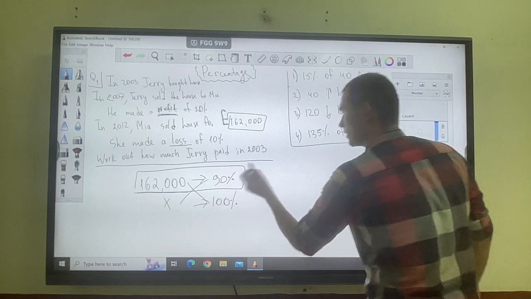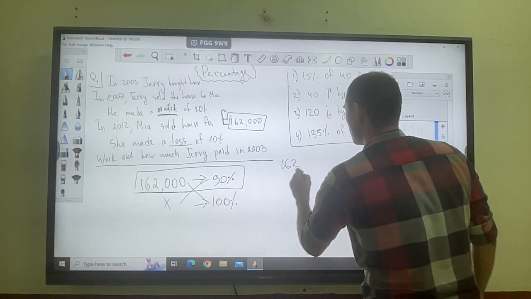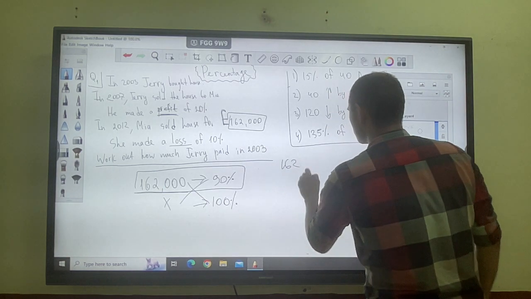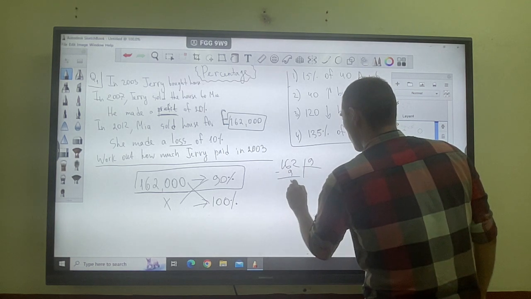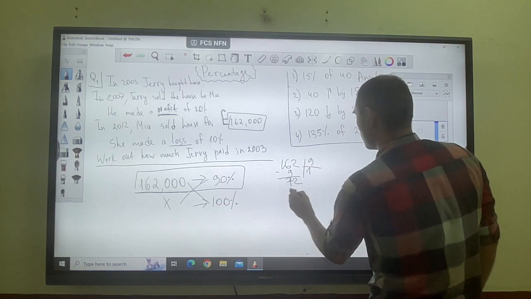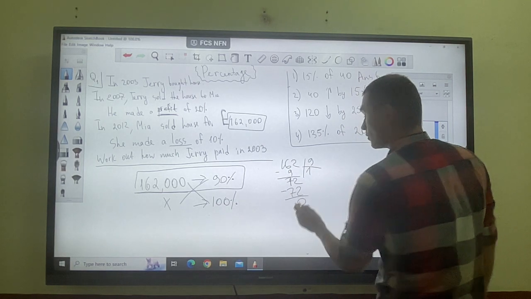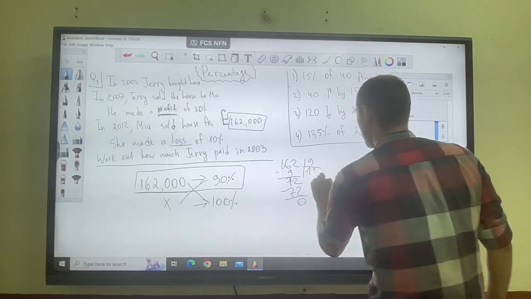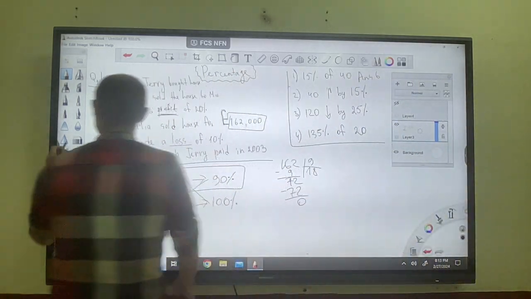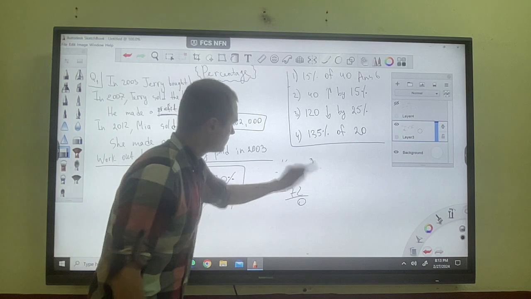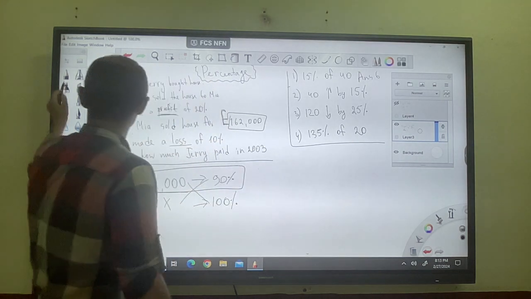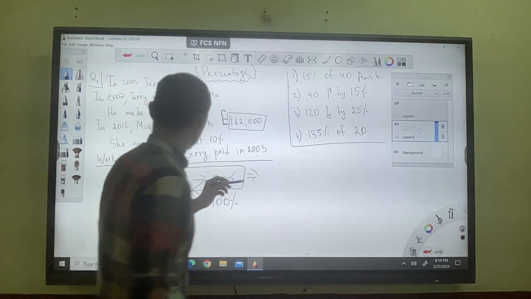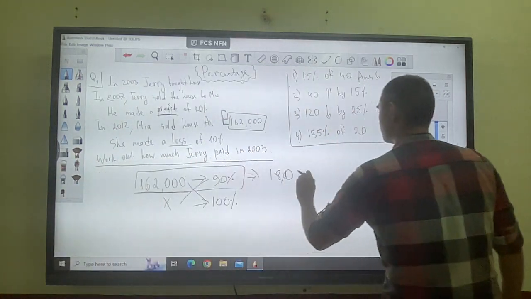So let's take a look. 162 divided by 9. What will we see? Divide by 9, we'll have minus 9, and then 7 here. 72, and 1 here. Minus 72. Of course, you know the times table, yeah? And it's going to be 18. Nice. We may use that right now. From that, we may understand that the 10% will be 18,000.